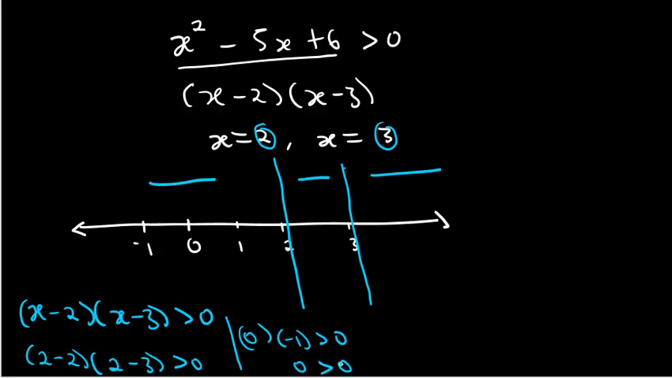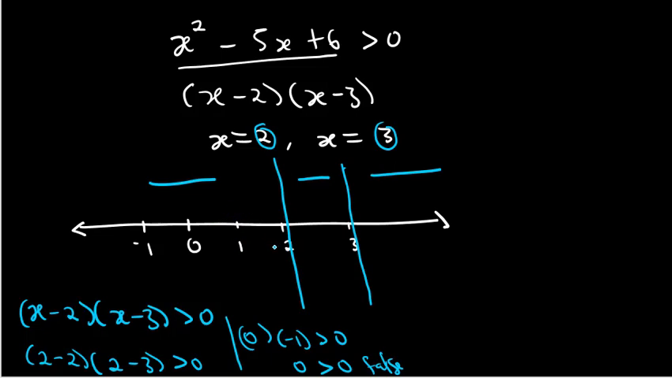Now let's analyze this statement. 0 is greater than 0. Is it true or false? The statement is false. So it means that yes, when x is equal to 2, it can't satisfy the quadratic inequality. Now let's come and pick a value on the left hand side of the 2.